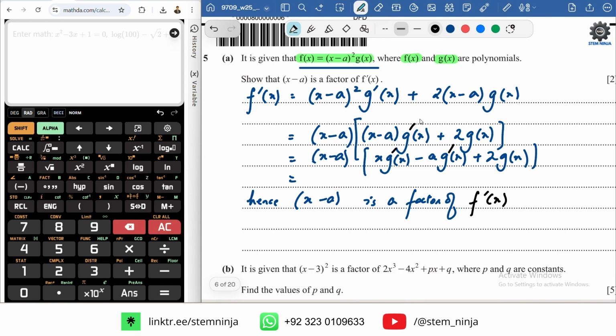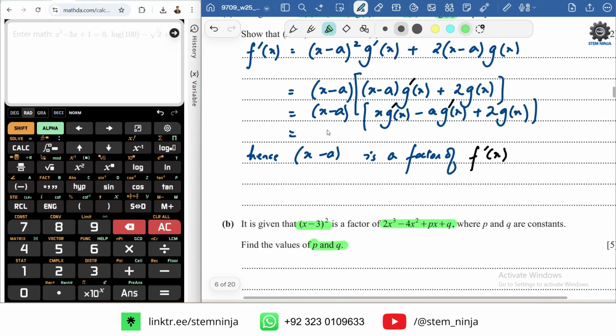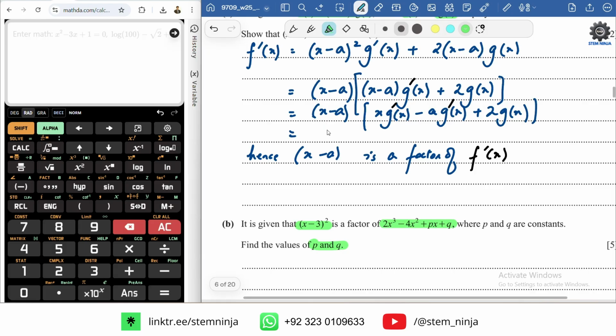Two times x minus a times g of x. Okay. It is given that x minus 3 whole squared is a factor of this thing. Find the values of p and q. So we're going to use this rule over here. Actually over here you could also do the factor rule. So f prime of a would be 0. So hence that would also be the case.